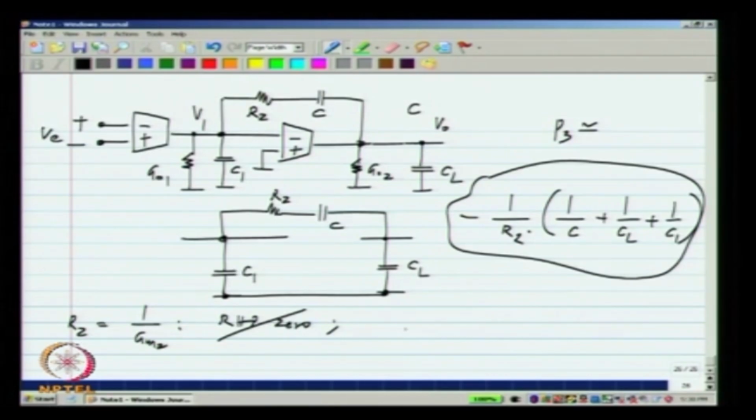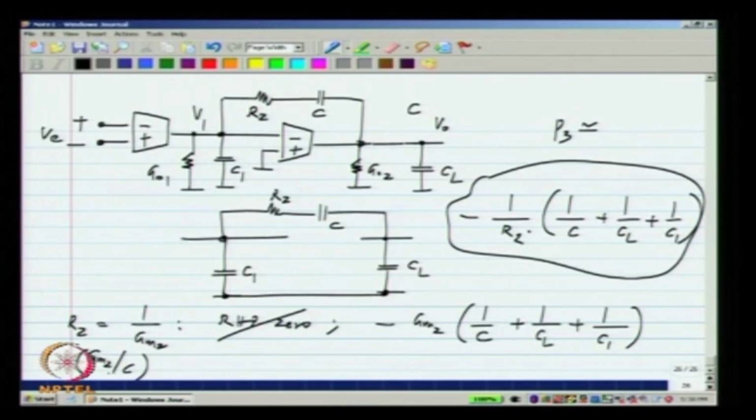It is given by that one. The pole is at minus GM2, because we chose RC to be 1 over GM2, 1 over C plus 1 over CL plus 1 over C1. Okay. And where was the right half plane 0 that we eliminated? It was at GM2 by C.